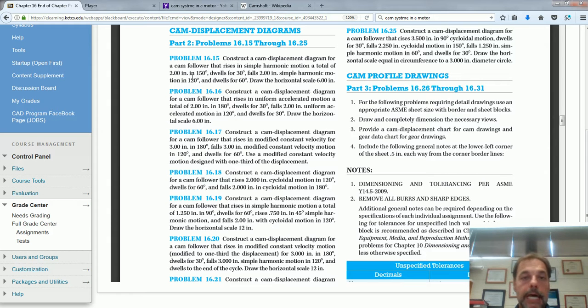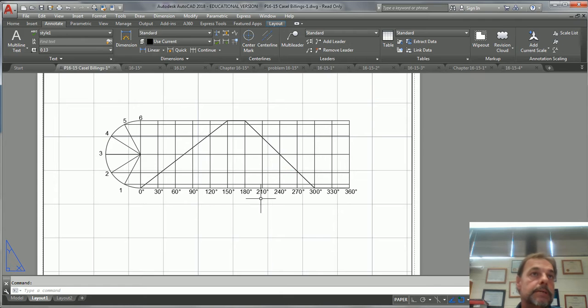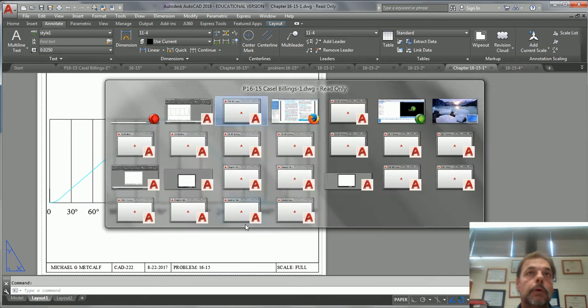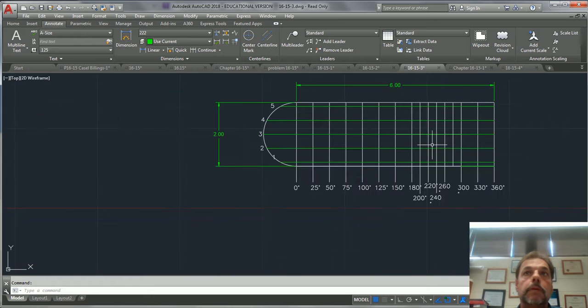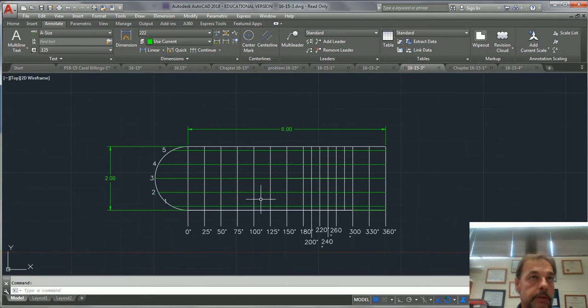So basically what we're taking is a round cam and we're laying it flat. We're just floating it out flat. Alright, so we're going to show 360 degrees. Let me see if I can find one I had for this. Here it is, for this assignment. So what I did, I drew a 2-inch by 6-inch rectangle.